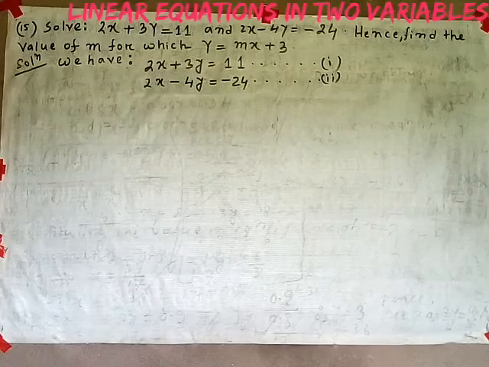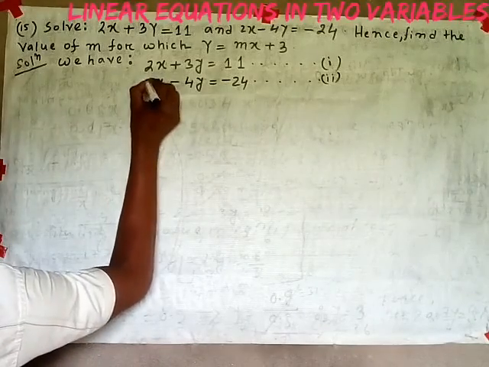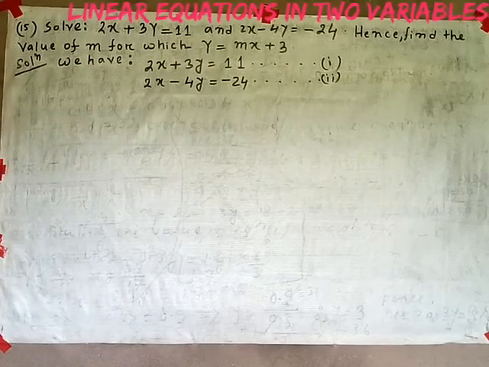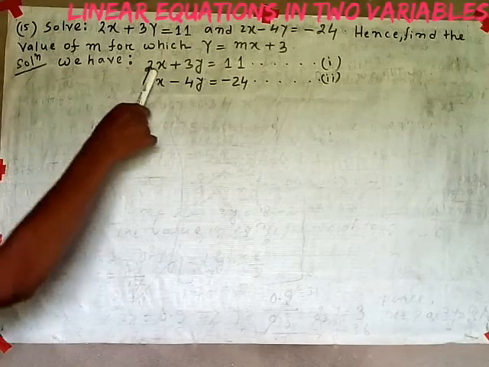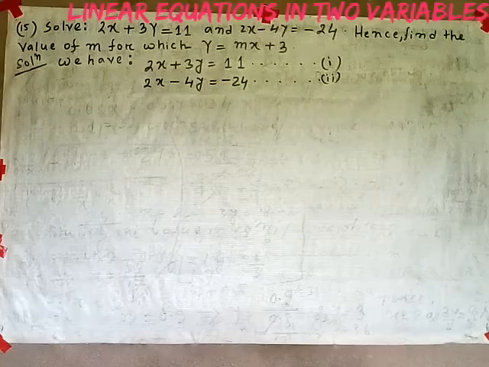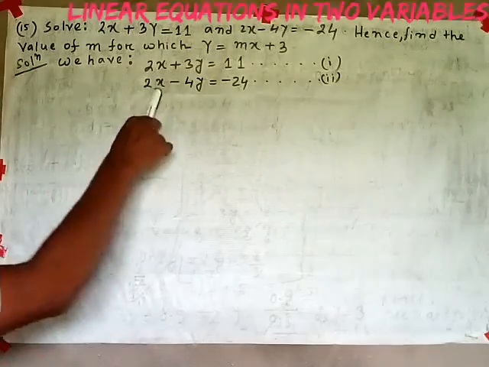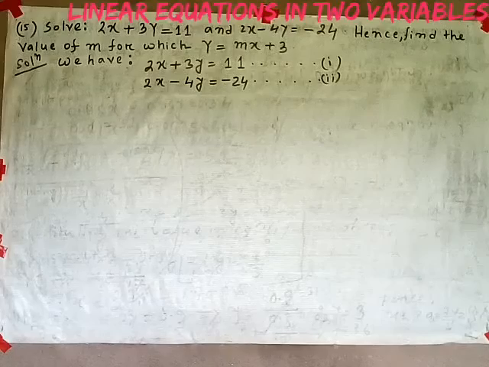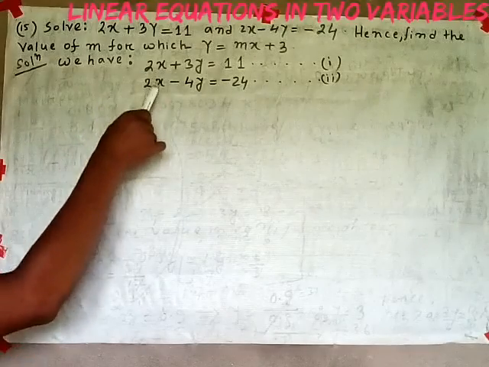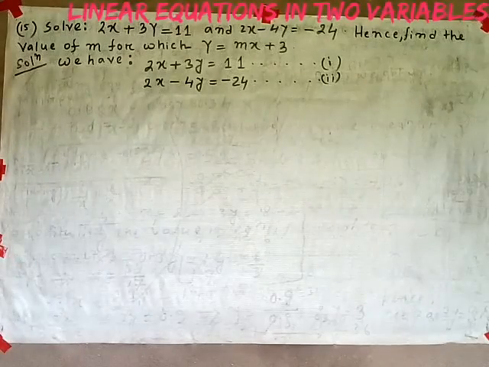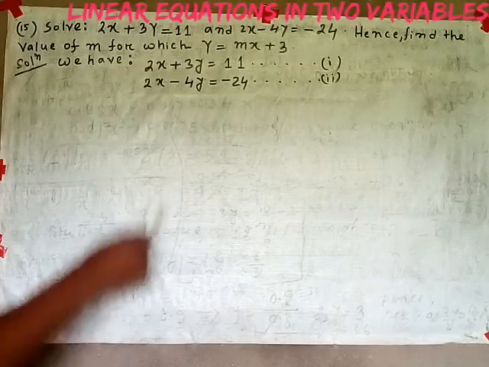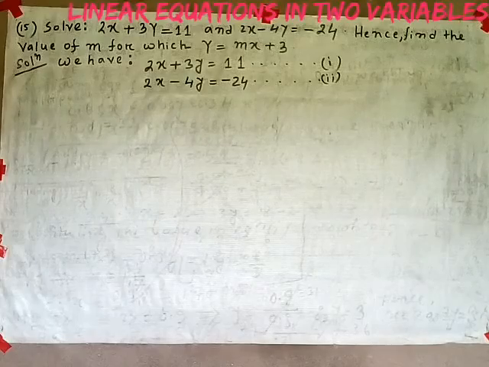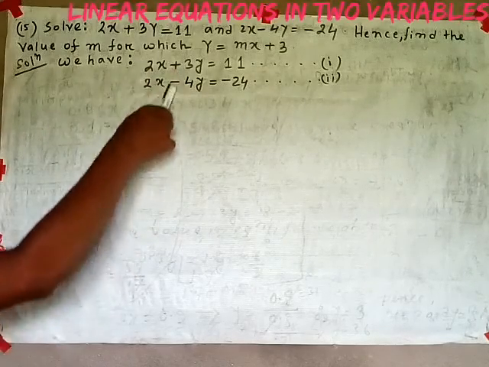In these two equations, we can see there is 2x, and in the second equation also 2x. It means x terms are the same. The coefficient of x is 2 here, and the coefficient of x here is also 2. It means both are the same, 2x and 2x.